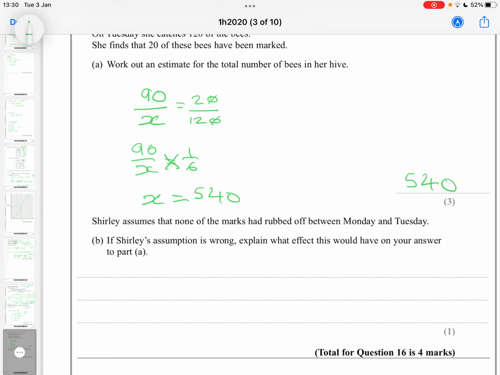Right, she assumes none of the marks have rubbed off between Monday and Tuesday. If it's wrong, how would this affect the answer? Well, if some of the marks actually came off, then some of the bees in the Tuesday collection should have tags on. So that means the number that she gets would be too high. It's an overestimate for this question. She would overestimate how many bees there are.